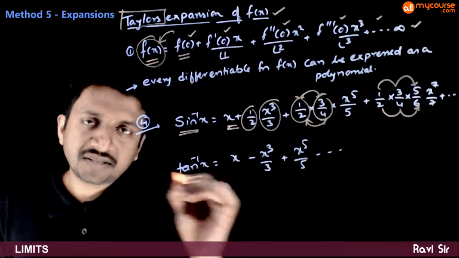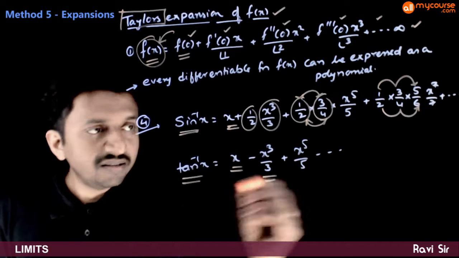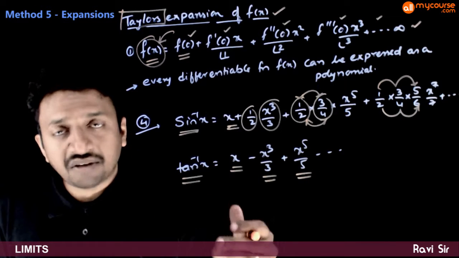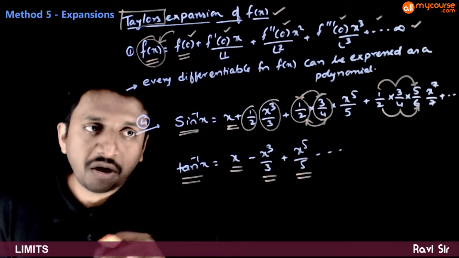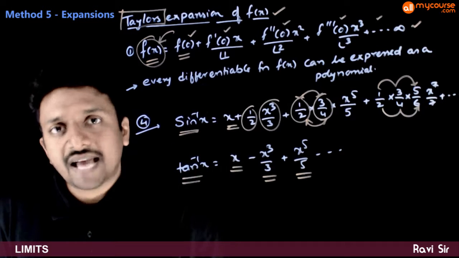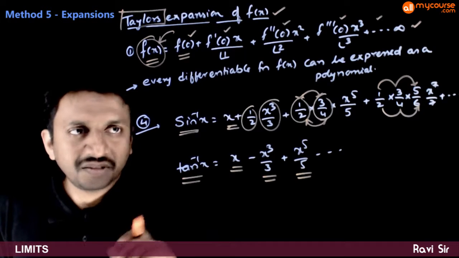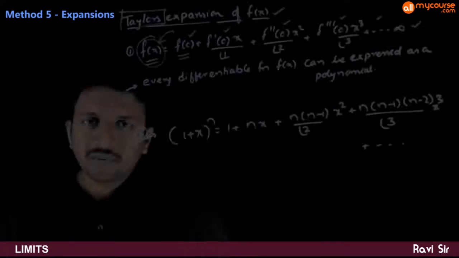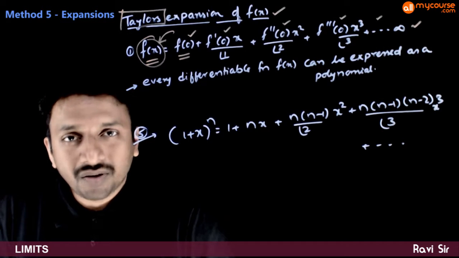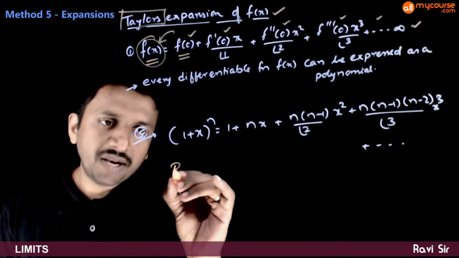And tan inverse x is equal to x minus x cubed by 3 plus x power 5 by 5, and so on. So these are the expansions of sin inverse x and tan inverse x. Other expansions are not required for you. So these are the 2 expansions which will be required of you. The last expansion that you are going to need is the algebraic expansion or the binomial expansion.